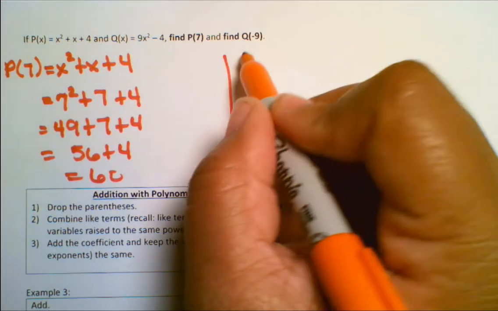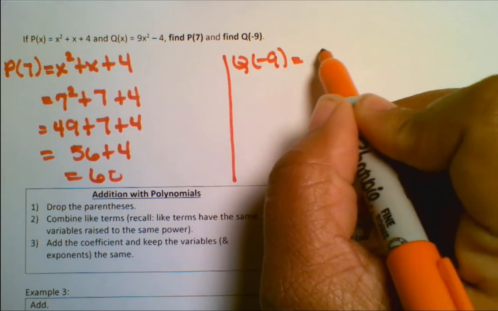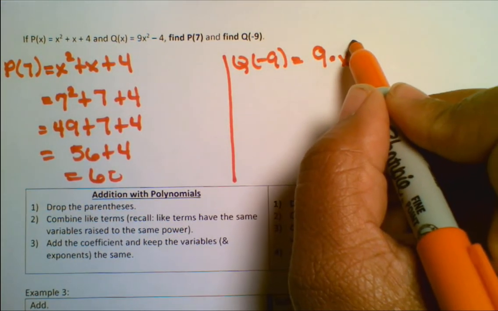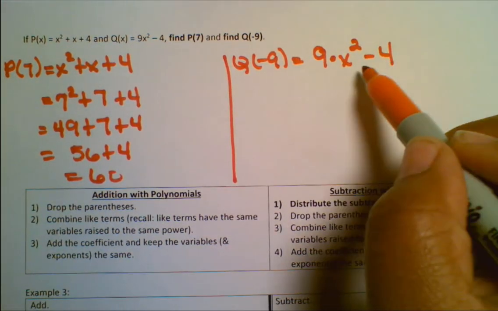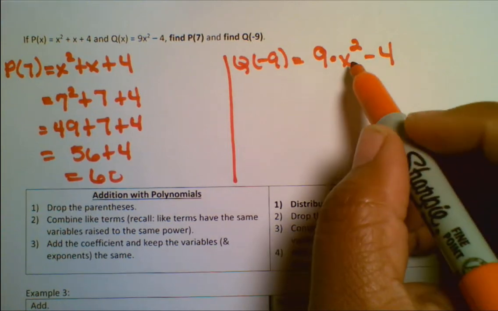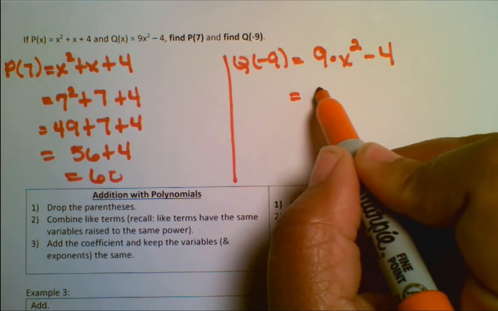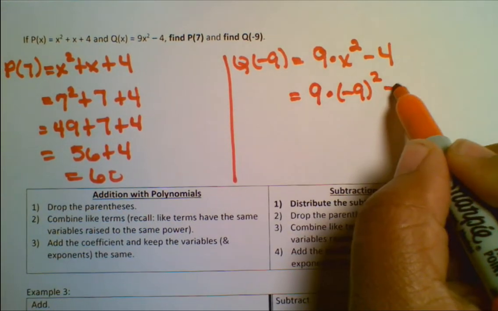Our next example says find q of negative 9. So we're going to substitute negative 9 into this expression: 9x squared minus 4. What's being raised to the second power is the x here, which in turn will be negative 9. So we have 9 times negative 9 squared minus 4.